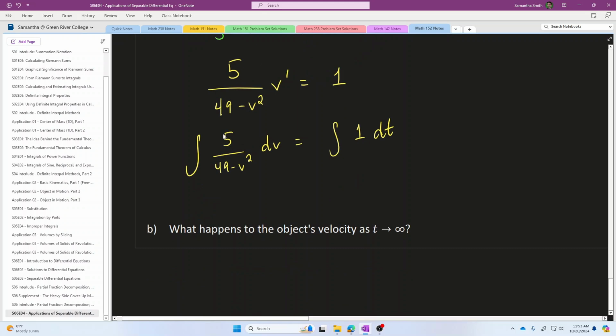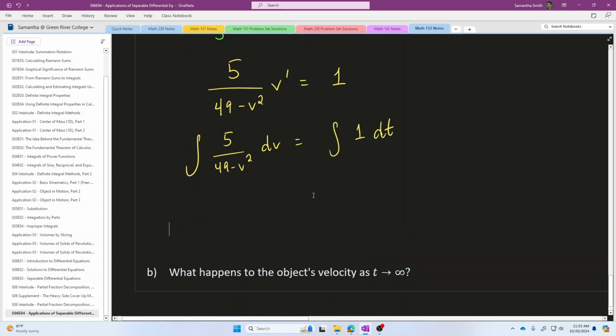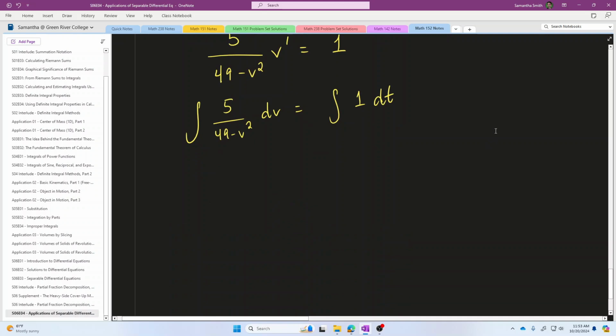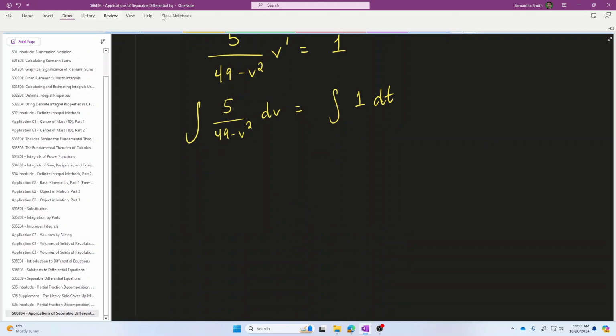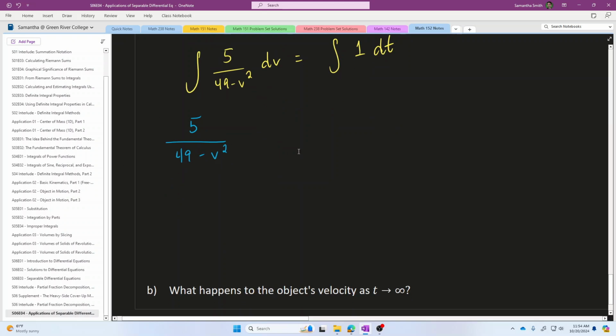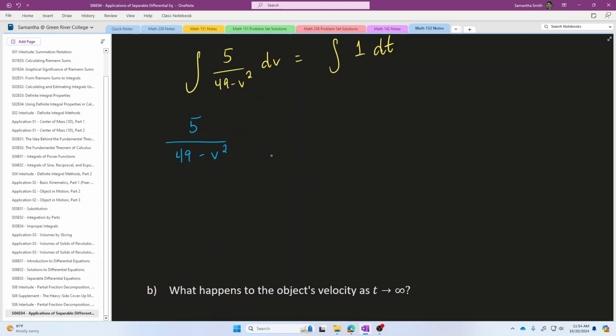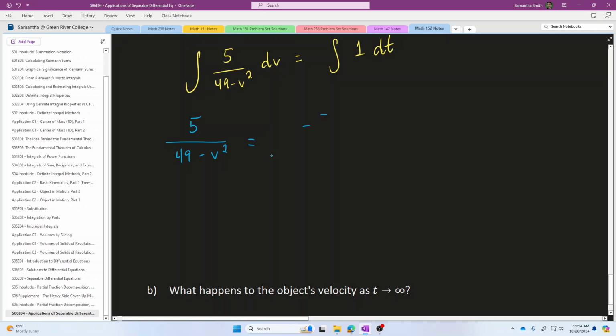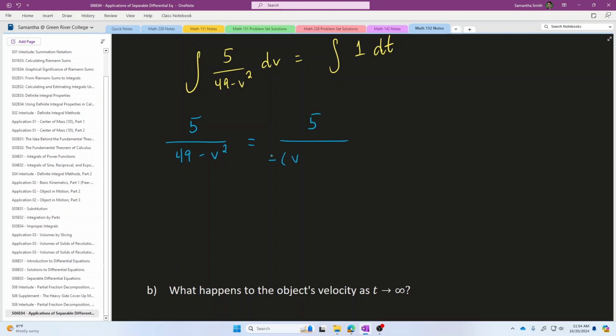And so I can integrate the function on the left side with respect to v and the function on the right side with respect to t. And we notice that this fraction here on the left is an exact match to the kind of situation that we learned about in the interlude when we were talking about partial fraction decomposition. If I want to integrate something that looks like this, I would start by factoring that denominator. Factor out a minus sign, and I'm left with a difference of squares.